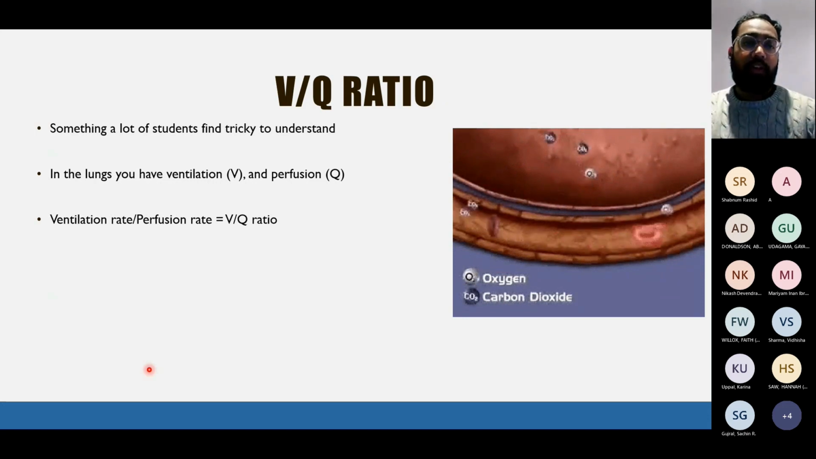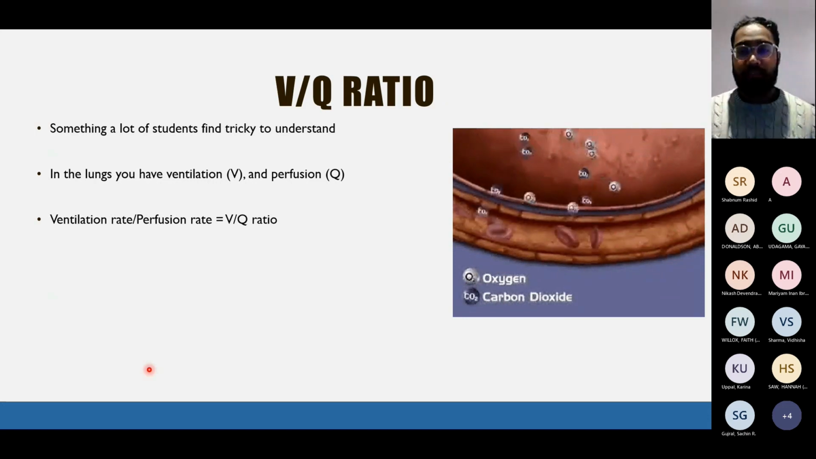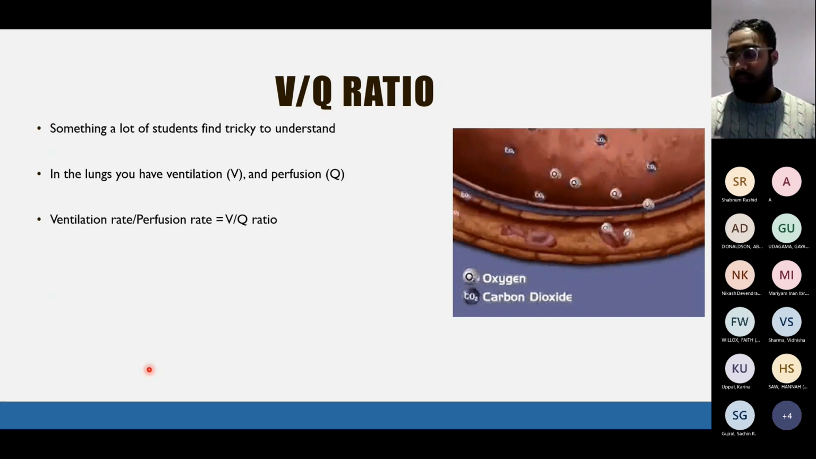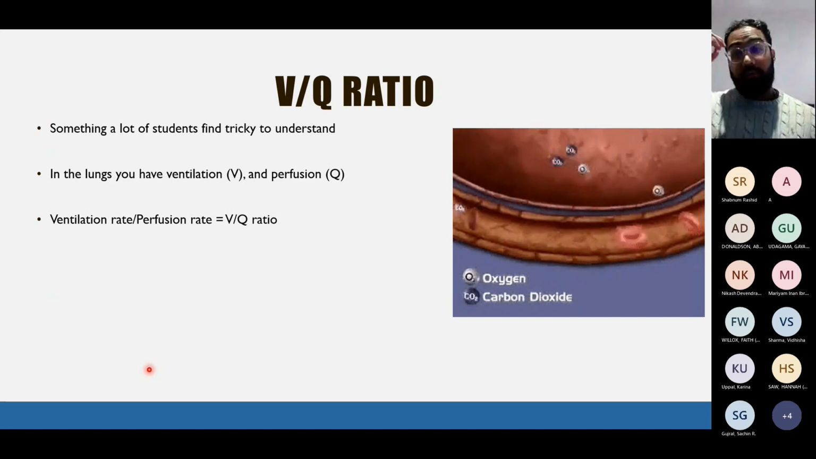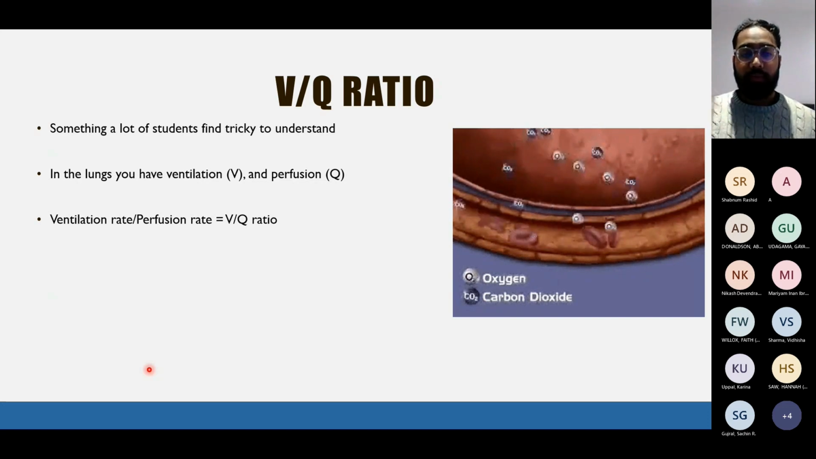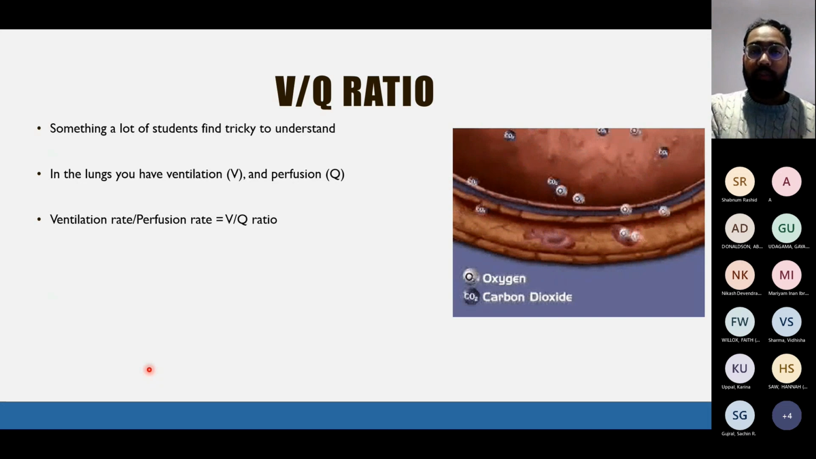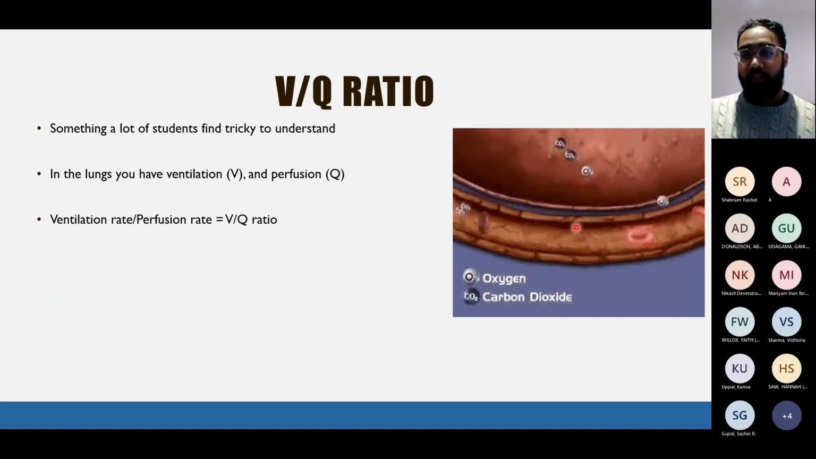And VQ ratio, this is really a whole lecture's worth. This one concept is a whole lecture in itself. But if you really boil things down, in the lungs you've got ventilation and perfusion. Ventilation being the air which comes in and out, perfusion being the blood flow which is coming and releasing its carbon dioxide and taking the oxygen. And this is zoomed in on the alveolar gas exchange which we saw before. So you have perfusion, here the red blood cells, and you have ventilation.